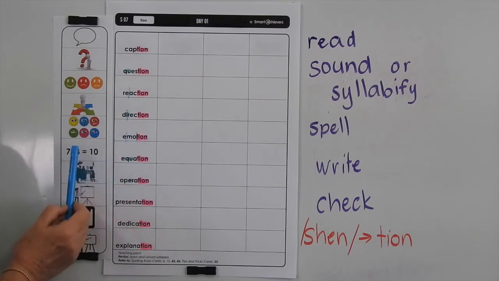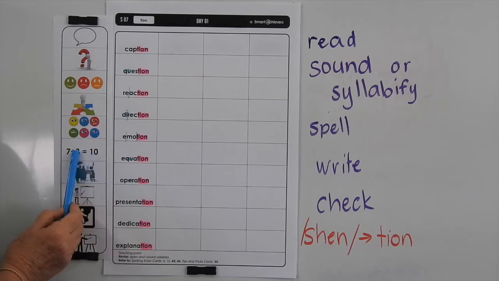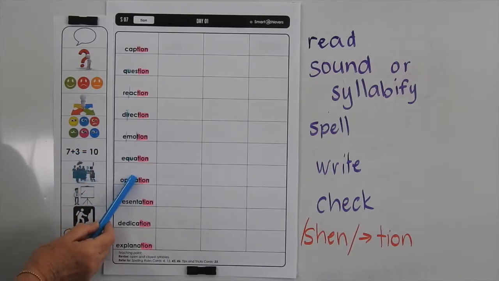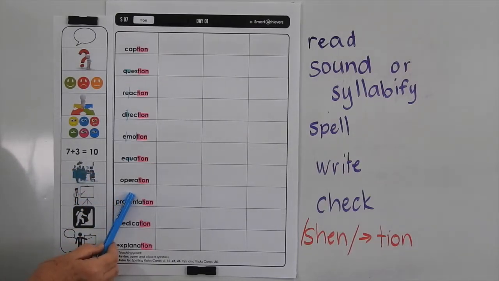An emotion is a feeling. An equation is a symbol or formula that we use to calculate a sum. An operation could be surgery, or it could be the process that we go through to do something. A presentation could be a performance. It could be a show or a display where we present information. Dedication could be an inscription in a book, or it could be a commitment to do something. And an explanation is where we clarify or describe or answer a question.